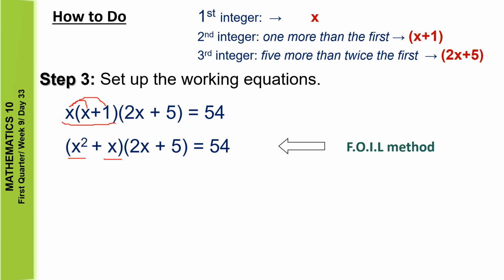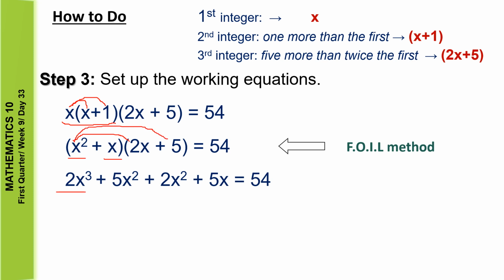So first, x squared times 2x, we have 2x cubed. Next, x squared times 5, we have 5x squared. Followed by the inner part, x times 2x is 2x squared. And L stands for last, x times 5. We have 5x equals 54.